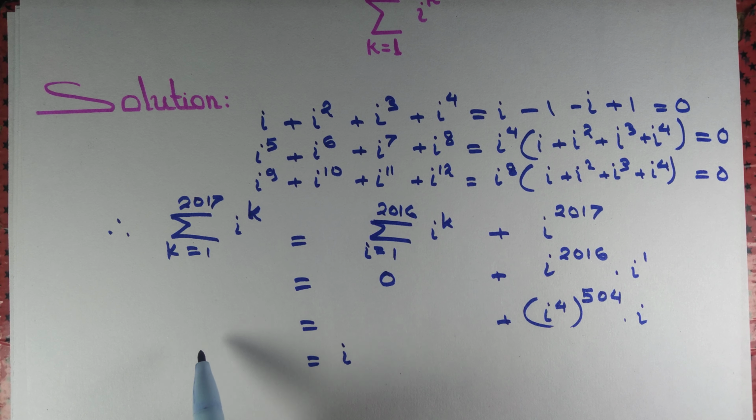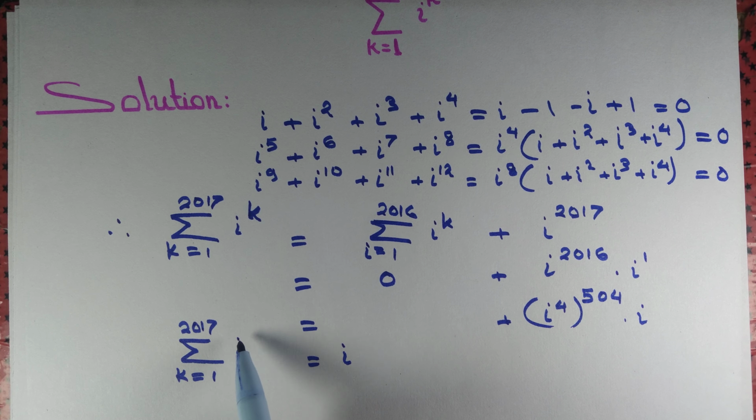So the sum k goes from 1 to 2017 of i to the power k is exactly equal to i.